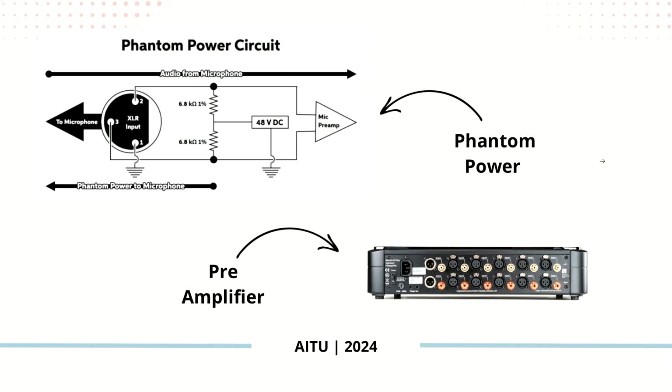the recording. Phantom power is a method of supplying electrical power to condenser microphones through the same XLR cable that carries the audio signal. It provides the necessary voltage, typically 48 volts, to operate the internal electronics of the microphone, which require power to function properly.